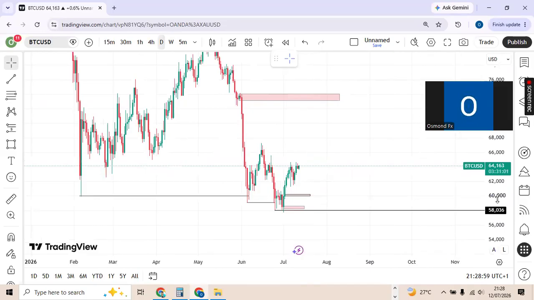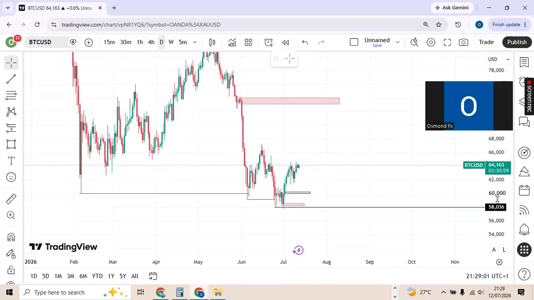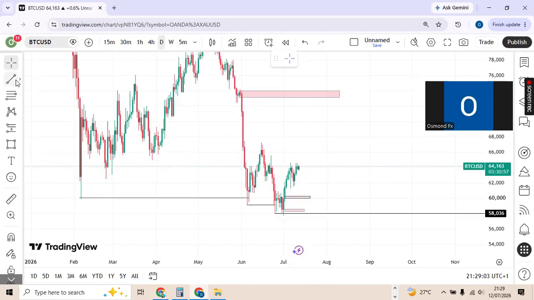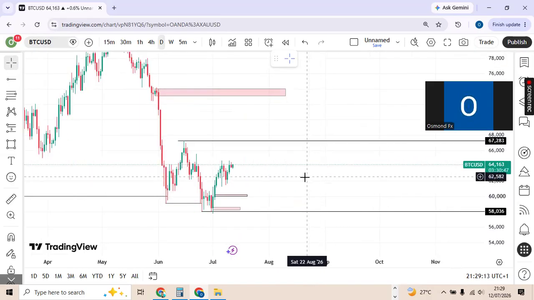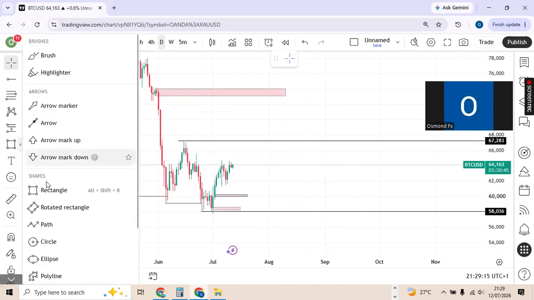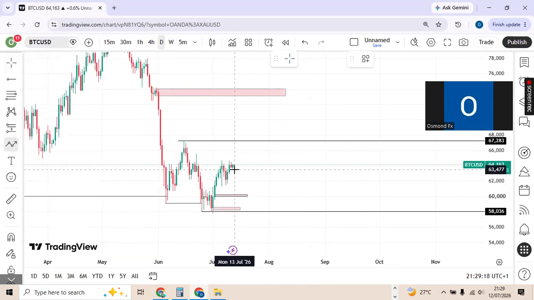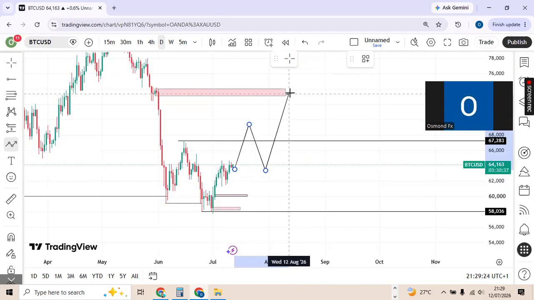Coming to the daily time frame, we can see that the market is still struggling to come and take out this high. You see this high, obviously. So what I'm expecting this week is for the market to come and take out this high. Then we see a little bit of retracement to the low. Then we head over to this one.